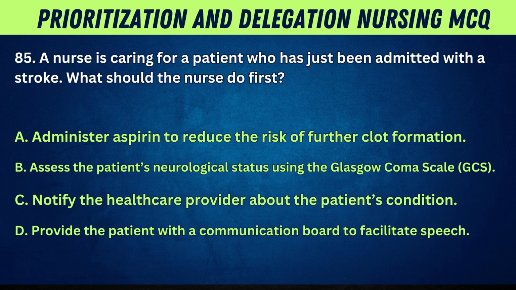85. A nurse is caring for a patient who has just been admitted with a stroke. What should the nurse do first? A. Administer aspirin to reduce the risk of further clot formation. B. Assess the patient's neurological status using the Glasgow Coma Scale, GCS. C. Notify the healthcare provider about the patient's condition. D. Provide the patient with a communication board to facilitate speech.